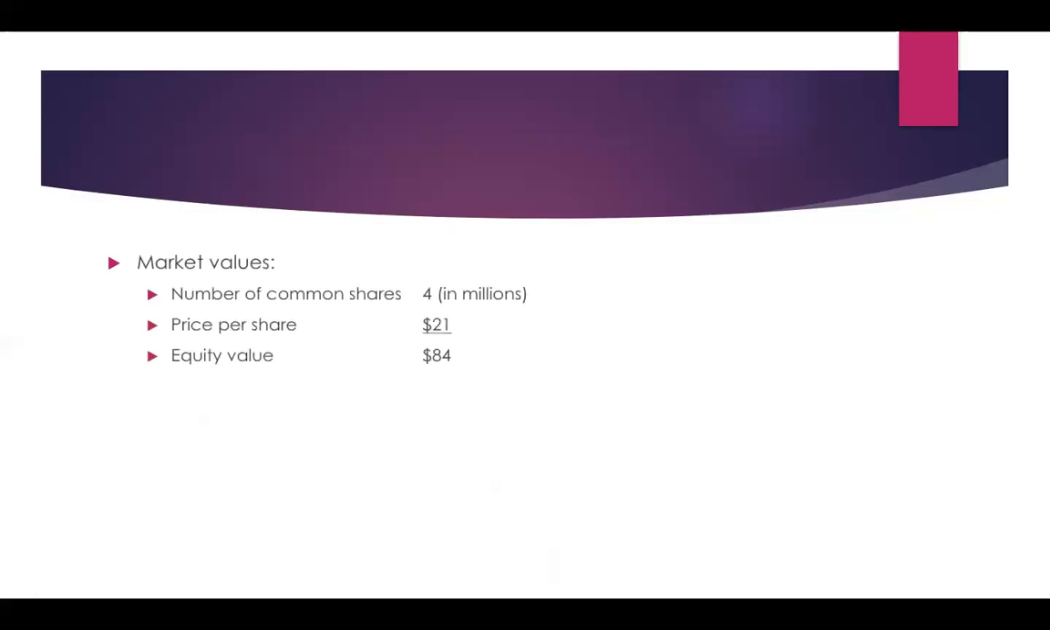Alrighty, so now we're just going to start, once again, with what we know. We do know the market values in this problem. We do know that we have 4 million common shares. We also know that the price per share is 21, which means that our equity value is 84. And that's in millions. I apologize.